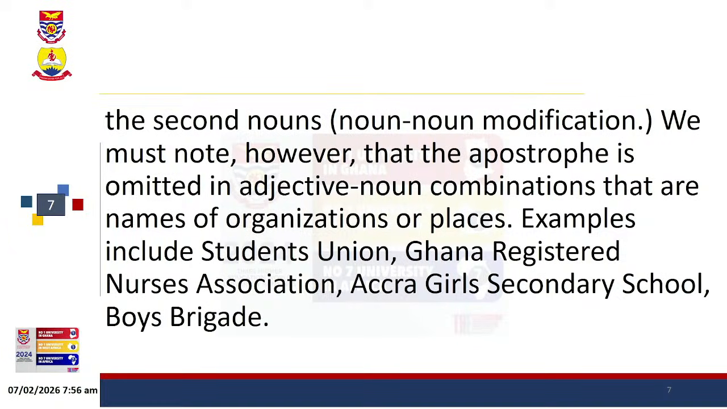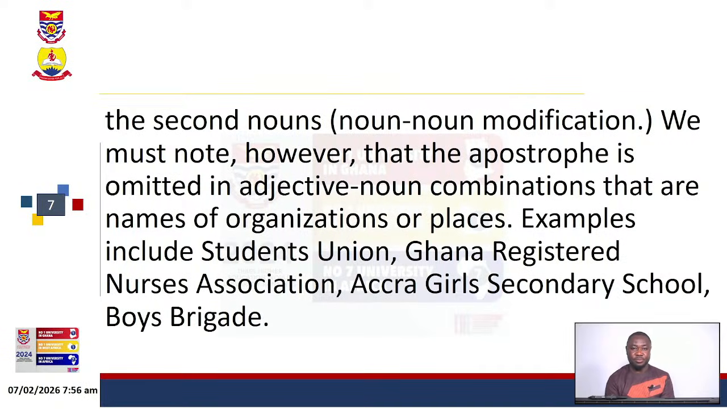Now what we are saying is that these nouns are not showing possession, so you don't need to bring the apostrophe, okay? It is Nurses Association, Association of Nurses, okay? Good.